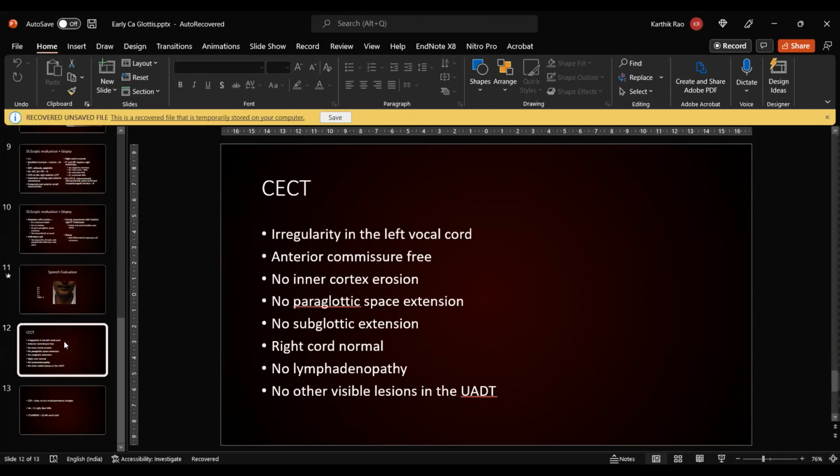Do you have any idea about data comparing open partial laryngeal surgeries versus laser versus RT? Ma'am, I'll have to revise that once more. No. Prashant?